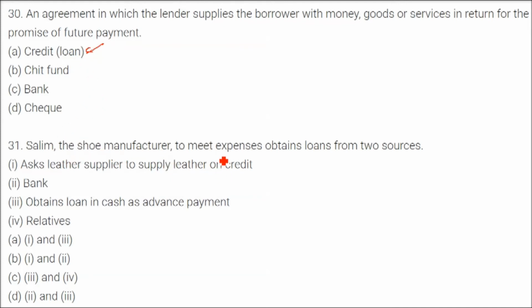Salim, the shoe manufacturer, to meet expenses, obtained loans from two sources. First of all, he asked the leather supplier to supply leather on credit. That is, he didn't pay the money. He just said, give me on udhar, on my credit. And the second one, he obtains a loan in cash as an advance payment, because he has to make 3,000 pairs of shoes. He took an advance for 1,000 shoes' payment. That is how first and third. So this is the answer, A.